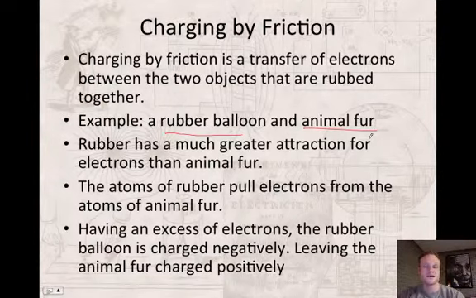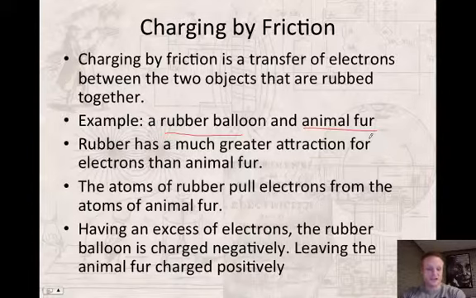Or if any of you have ever taken a balloon, rubbed it in your hair, and then stuck it on the wall, that would be charging by friction. Rubber has a much greater attraction for electrons than animal fur, so the atoms of rubber pull electrons off of the animal fur. What ends up happening is the rubber balloon is negatively charged, it has an excess amount of electrons, and the animal fur is positively charged because it's lost electrons.